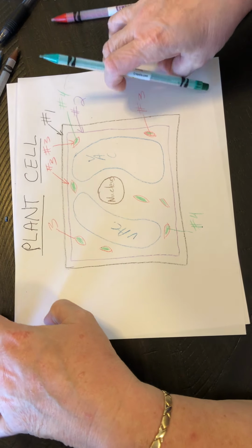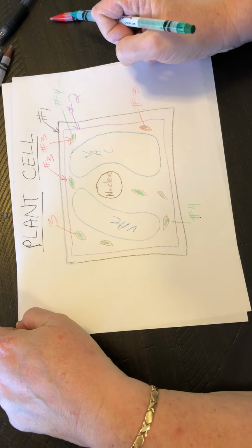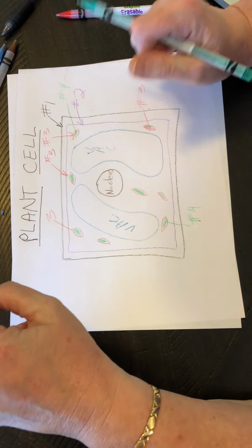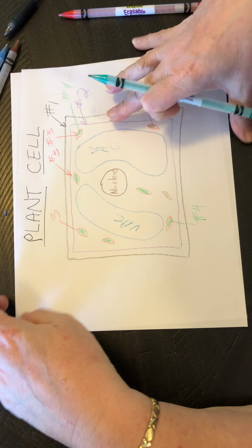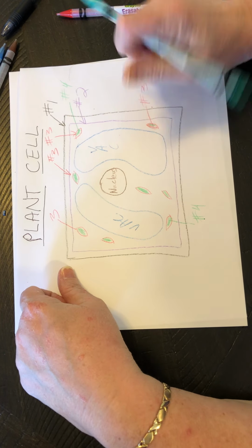Again, everything I drew that was in the animal cell is in the plant cell. Okay? So that concludes all the organelles. And now we're just going to have to put it all together with the video. All right? So that's going to be it.